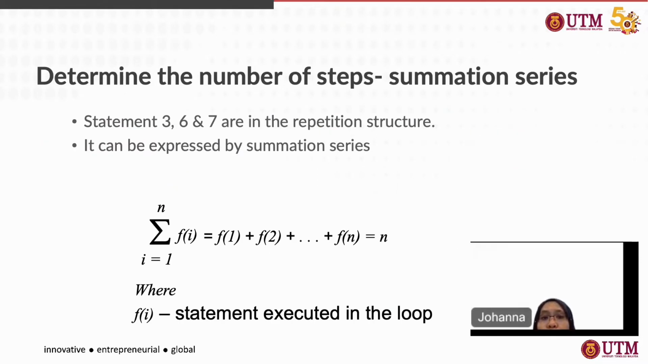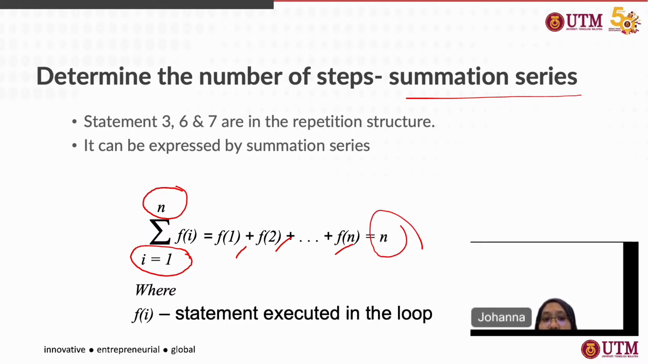To determine the number of steps, we use the summation series. Here it starts from i equal to 1, and then we travel up to n values. So we have f(1) until f(n), because we start from 1 and it ends after n times. The f(i) is the statement executed in the loop.